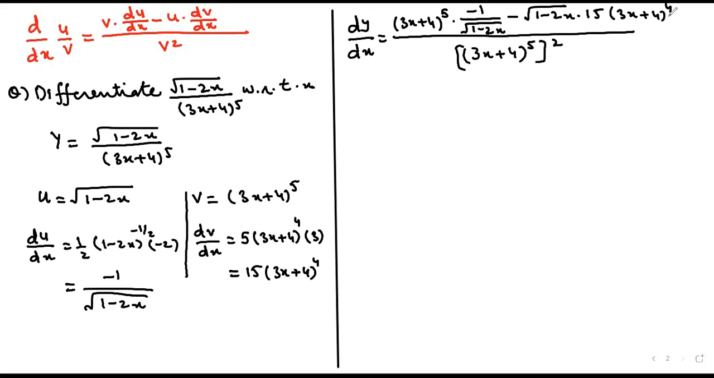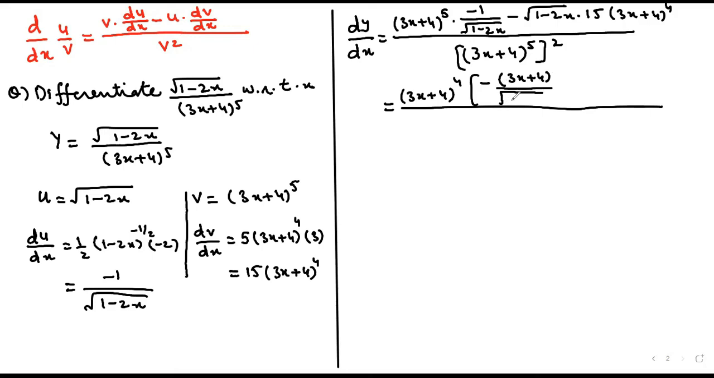Now we have (3x + 4) in both the terms in the numerator with smaller power (3x + 4). We will take common (3x + 4) from the numerator. (3x + 4) power 4 minus, there will be only one power in the first term of (3x + 4). And the simplified expression is minus (3x + 4) divided by under root (1 − 2x).